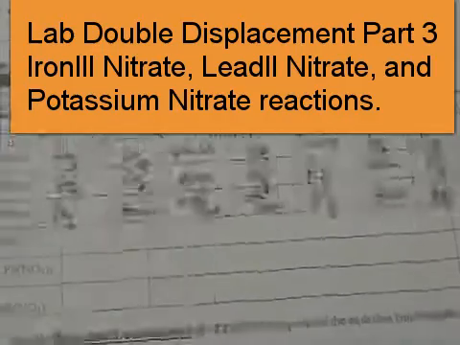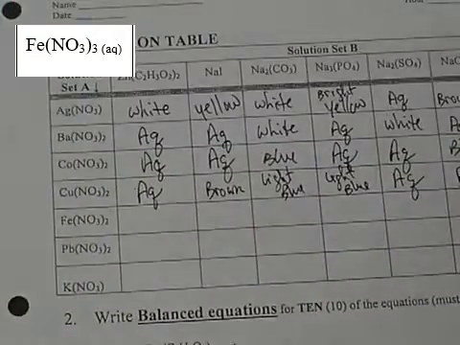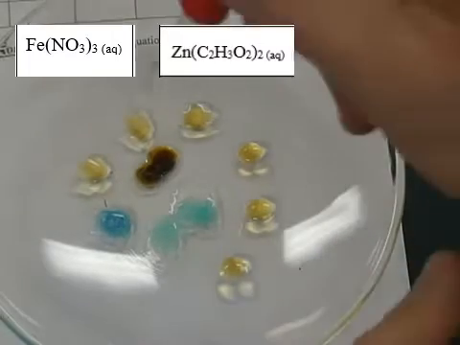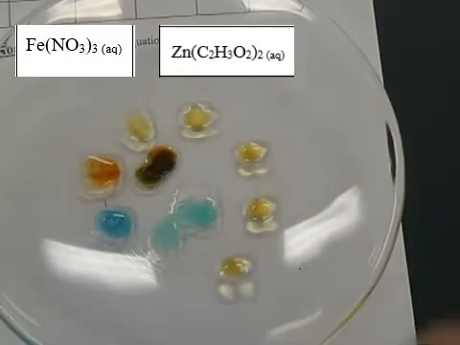Our next chemical is iron nitrate. Iron nitrate, kind of a yellowish orange color. And zinc acetate, let's put a drop in there. You can see something clearly happened there. It's like a reddish color.